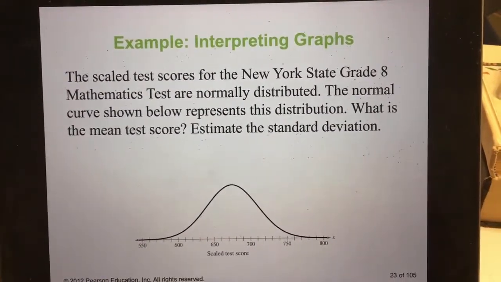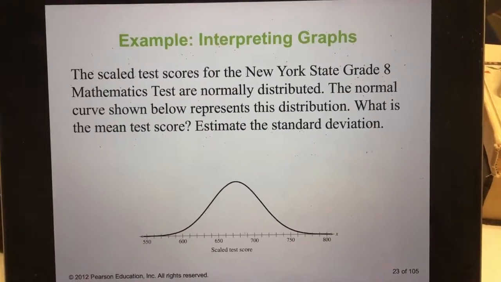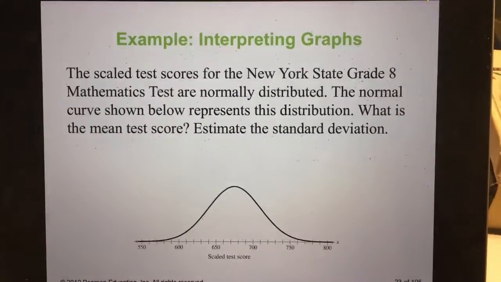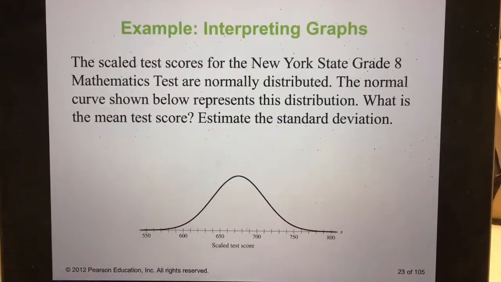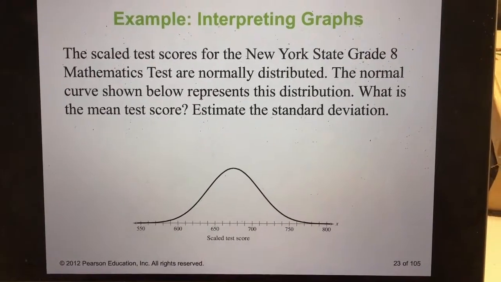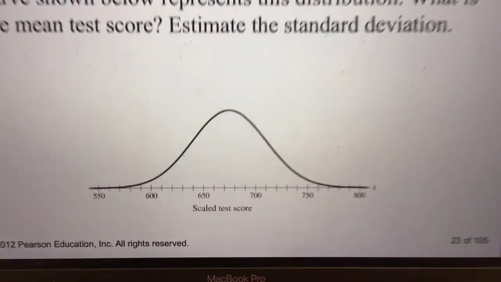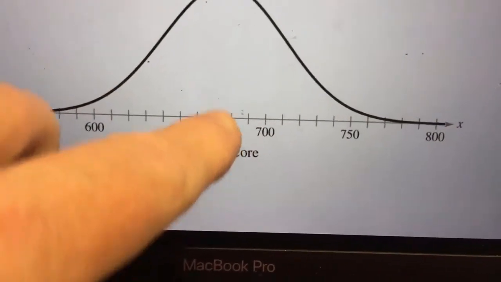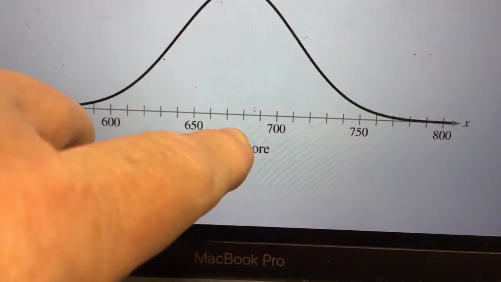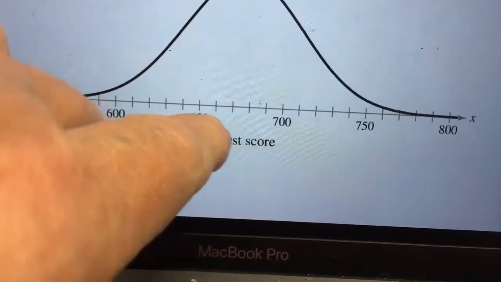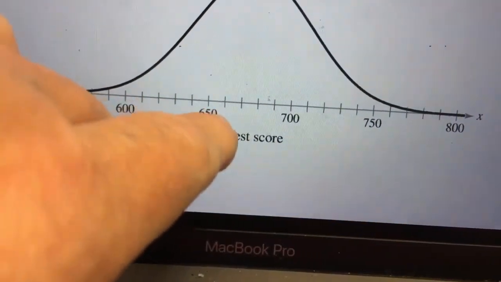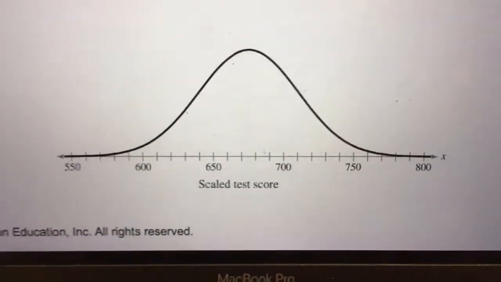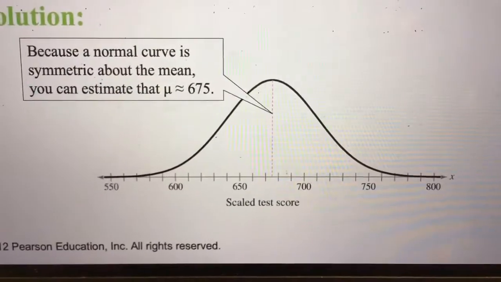So here we have an example. The scaled test scores for the New York State Grade 8 mathematics test are normally distributed. The normal curve shown below represents this distribution. What is the mean test score? Estimate the standard deviation. We've got to get a little bit closer here. So the mean is going to be somewhere here, right in the middle, right underneath the peak. So maybe, let's see, 650, that looks like it's broken up by tens there. So 675 or something like that. Let's see what they said. 675. Okay.